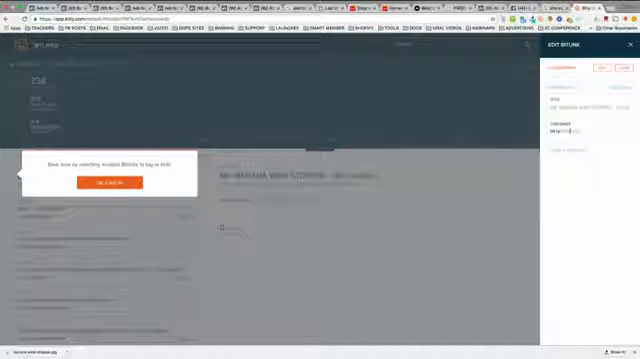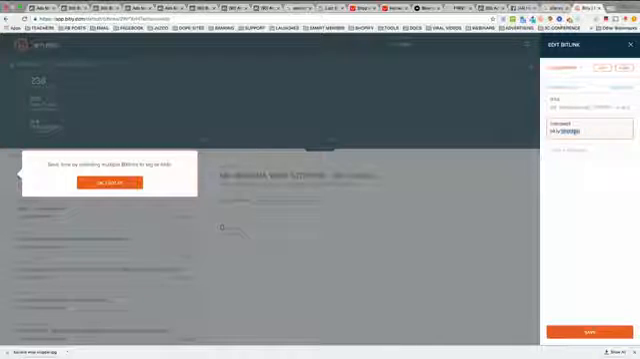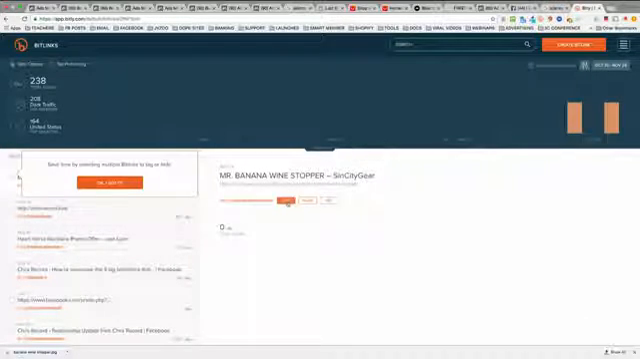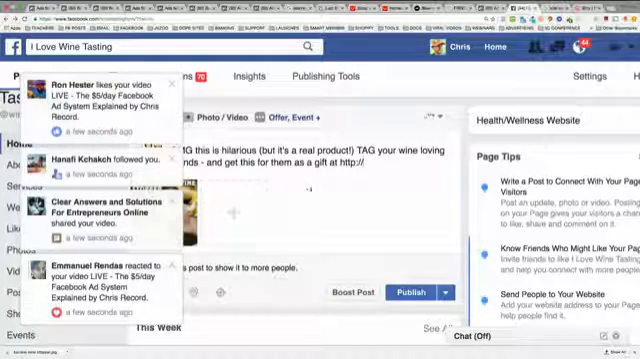Now, I can copy that, or I can customize it. Instead of 2FNX, I'll just go like Mr. Banana and see if that is available. Oh, that's taken. Mr. Banana Wine Stopper. Save. There it is. Copy. Mr. Banana Wine Stopper. So watch this.